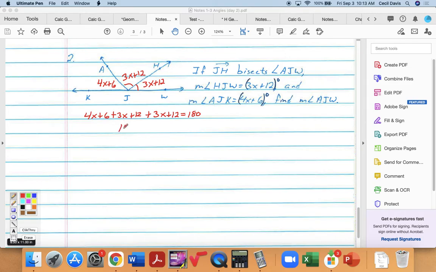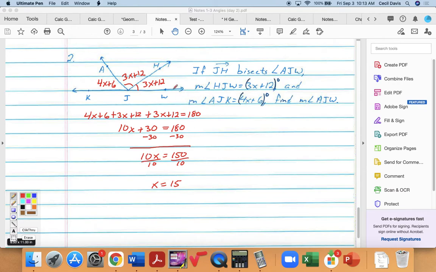So let's see, adding the like terms, that's 10x, that's 24 plus 30. Oh, this is going to work out really nicely. Subtract 30 from both sides. We've got 10x is 150. Divide both sides by 10. I have x is 15.